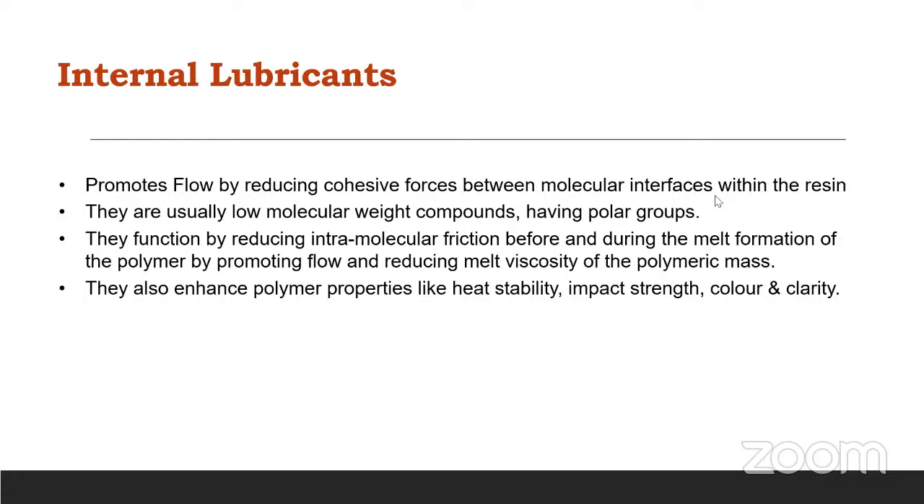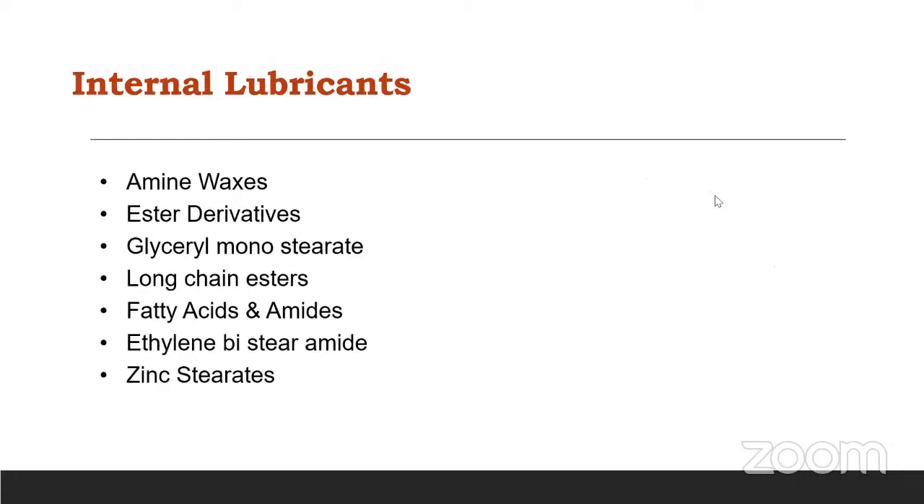Basically, it penetrates between the different polymeric chains and reduces the friction between them, thereby promoting the flow and reducing the melt viscosity. Some examples of internal lubricants are amine waxes, ester derivatives, some glyceryl monostearates, long chain esters.